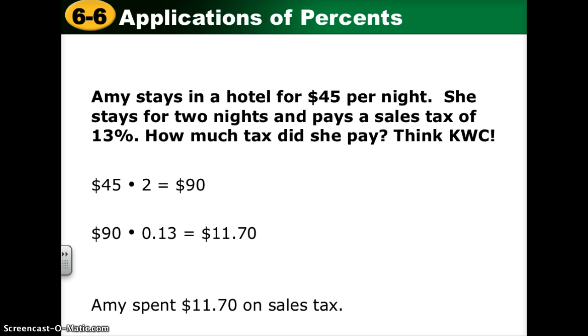Now you could use the percent proportion for this as well. You have the percent out of 100. You have the part would be the sales tax out of the whole, which was the $90. So if you're more comfortable setting up a proportion, feel free to do it that way.